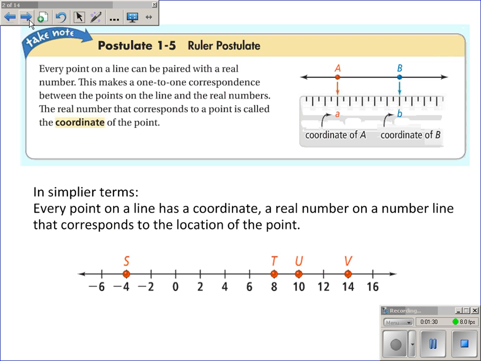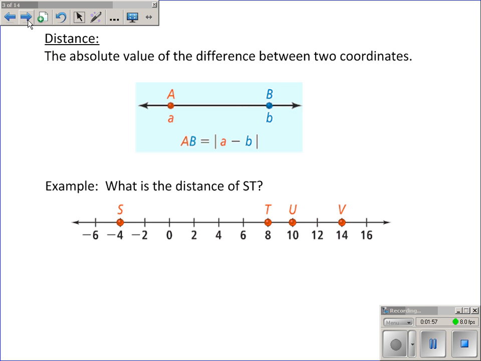So in simpler terms, every point on a line has a coordinate, some real number that corresponds with that point. Now looking at the picture, I think it'll make sense that the coordinate of S is -4. That's the number that corresponds with point S. The coordinate for point T is 8, and the coordinate of V is 14. So the ruler postulate just gives us a reason why we can assign points on number lines numbers. And that'll be useful to us as we begin to talk about distance and about lengths of segments on number lines.